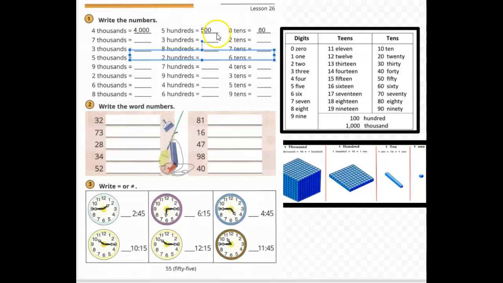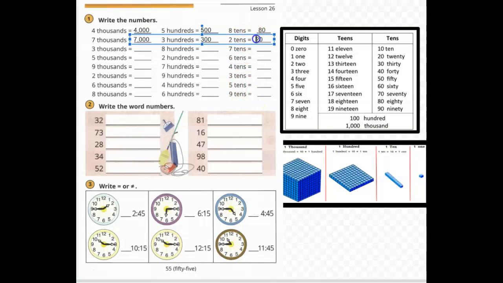All right, so right here we have 7,000s. So we have 7,000s, but we have 0 hundreds, 0 tens, and 0 ones. And then out here we have 300s, but we don't have any tens or any ones. And then right down here we have 2 tens but 0 ones.